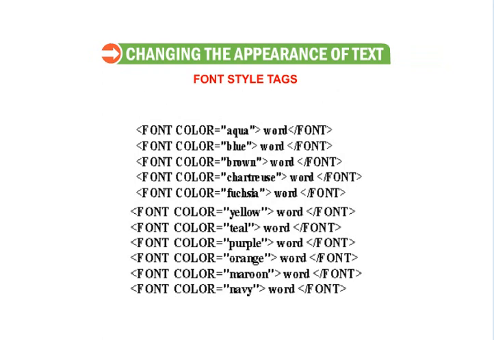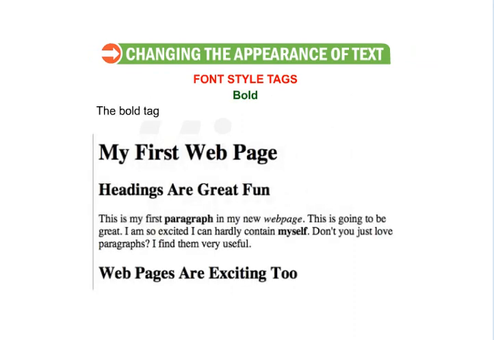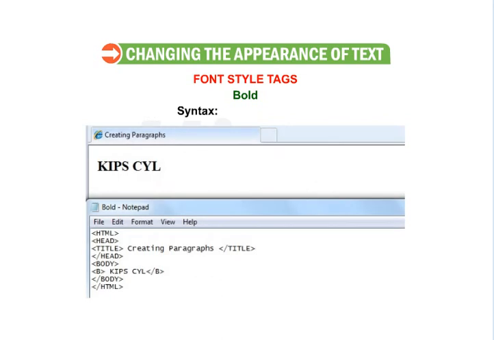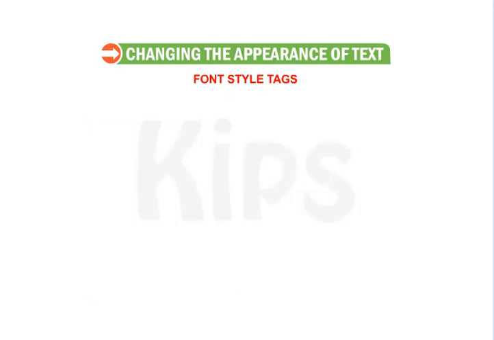Now, let us talk about changing the appearance of text. Font style tags change the appearance of text. They are known as physical markup. Bold tag is used when you want to emphasize the text. Type <B> before typing the text which you want to display as bold, and type </B> after the text. Syntax: <B>Kips CYL</B>.